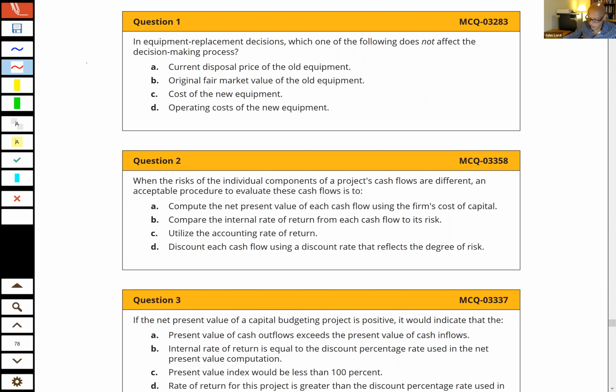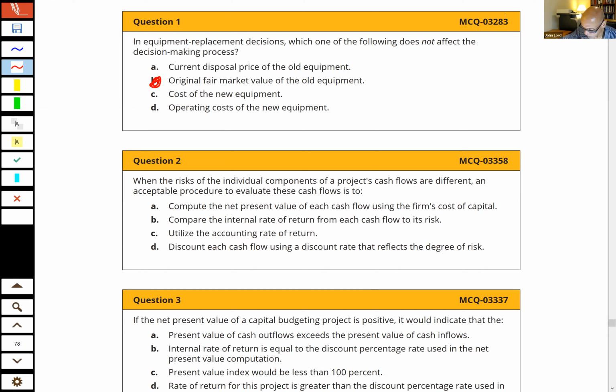Okay, guys, I'm going to go ahead and end the poll. Please make your choice if you haven't already. Pretty good. A few folks came in towards the end. That percentage was hovering up around 85% till the very end, but most of us got it right at 78%. They're saying that the original fair market value of the old equipment is not relevant. In other words, that really is a sunk cost and it's not relevant to our decision.